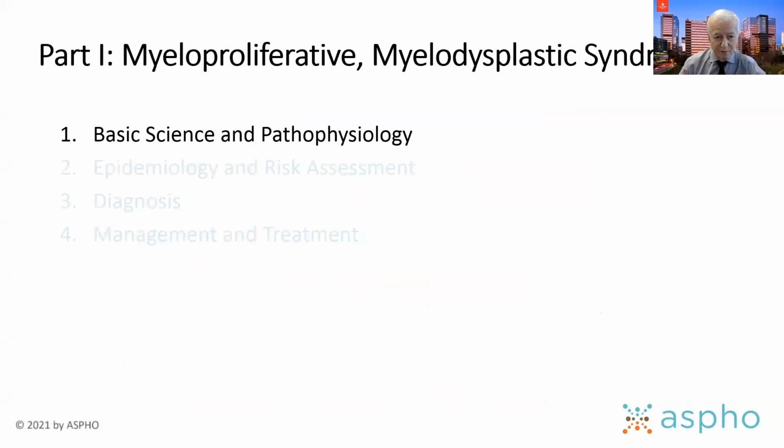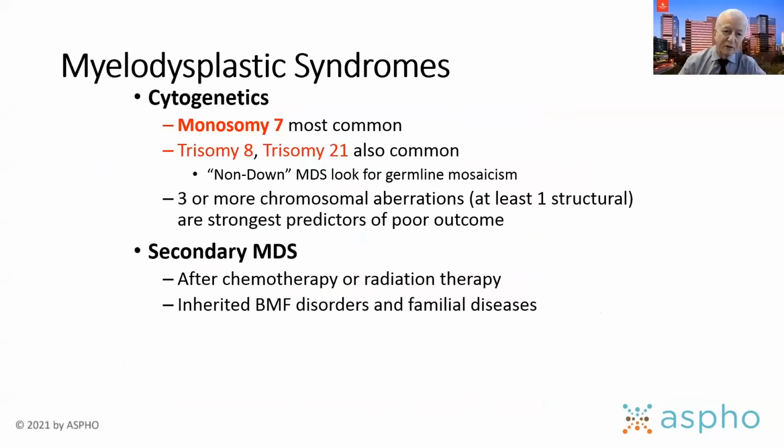So starting off with the myeloproliferative and myelodysplastic group, the biology of the myelodysplastic syndromes is really rooted in cytogenetic abnormalities, of which monosomy 7 is the most common, followed by trisomies of 8 and 21. And sometimes you might have a patient with this myelodysplastic syndrome and trisomy 21 who doesn't look like a Down syndrome patient, but then you want to look for germline mosaicism. Further, these patients can have other chromosomal aberrations, usually at least one is structural, and these are correlated with a strong prediction of a poor outcome.